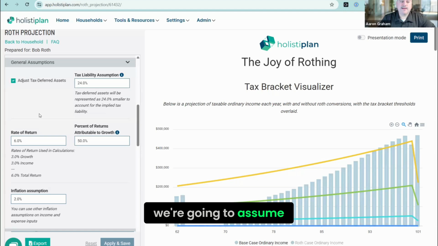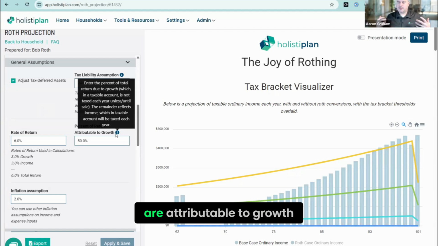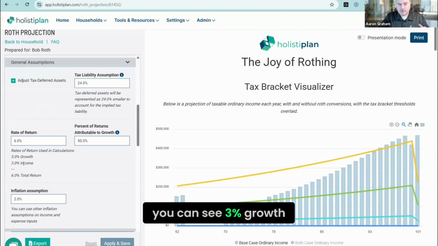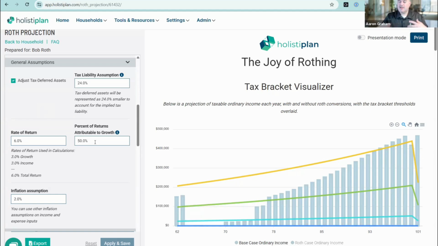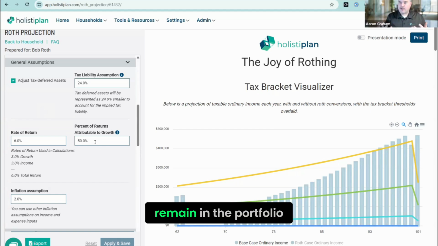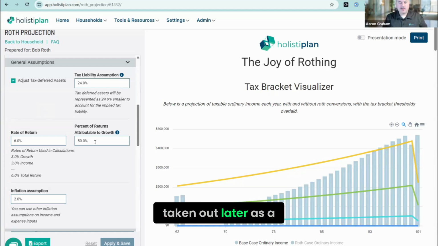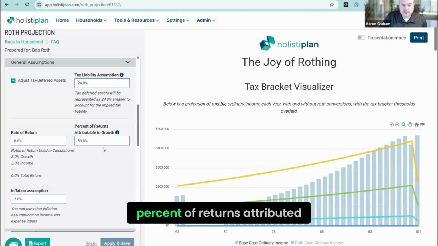We're going to assume a 6% rate of return for Bob and Jane, who are in their 60s. We're going to assume that 50% of these gains are attributable to growth. What that means is that of this rate of return, you can see 3% growth, 3% income. 3% growth means it's going to remain in the portfolio. It's going to continue to grow in anticipation of being taken out later as a long-term capital gain in the future.